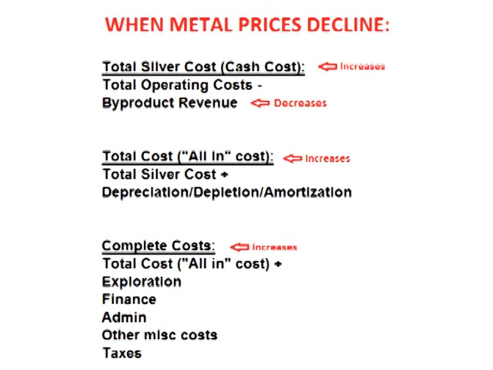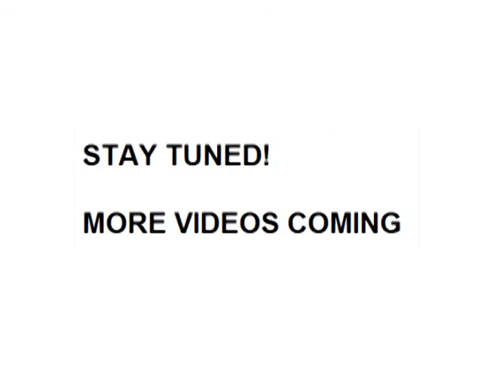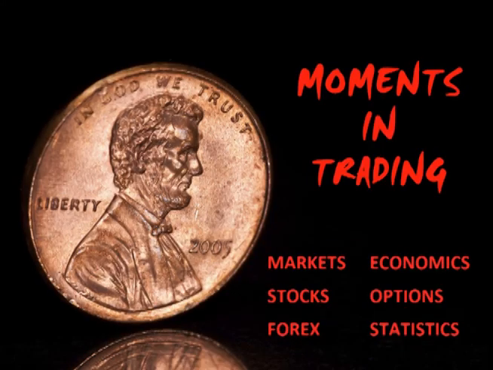When cash costs increase, it means that total and complete costs also increase. At the time of making this video, 2013 stated estimates for cash costs for some silver producers show that the decrease in revenue caused by the decline in metal prices pushes complete costs at some mines above the current spot price of silver. In future videos, I will be breaking down the major silver producers' costs producer by producer.